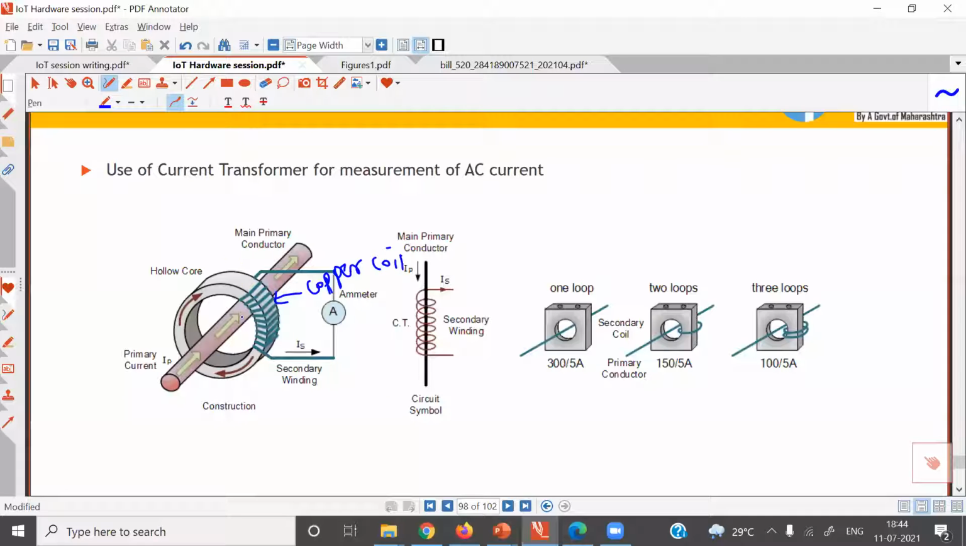So magnetic field produced by this current carrying conductor. This is the current carrying conductor. It carries AC current. CT cannot measure DC current. So this current carrying conductor is called primary. And the coil wound on this ferrite core is called secondary. So here primary is different as compared with conventional transformer.